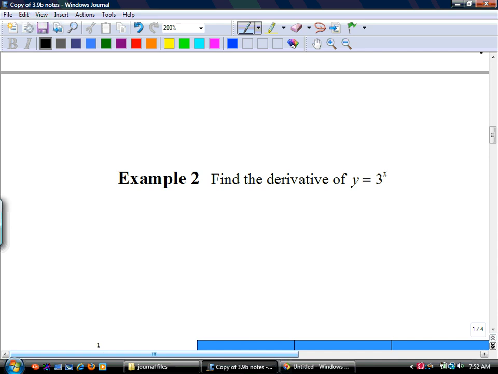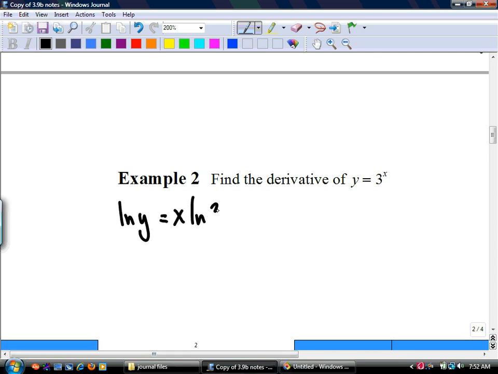So find the derivative of 3 to the x. Now I don't give you the rule for 3 to the x. I'm going to make you generate the rule. So the only thing you know how to do when you've got the variable up in the exponent is to log it, ln it. So ln y equals x ln 3. I skipped a step. Is that all right? Take the derivative of the left-hand side.